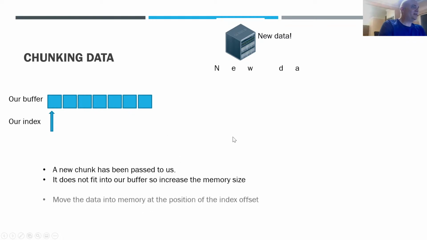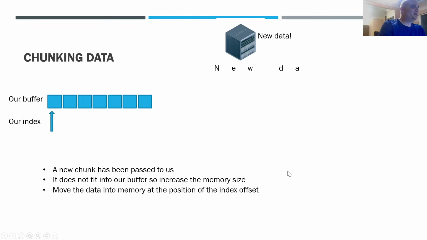Then we can move the data into the memory at the position of the index offset, this position here. So that lot goes into here. Now we increase the index to the end of the data, so this index now goes to that point there. So there's your null terminator.